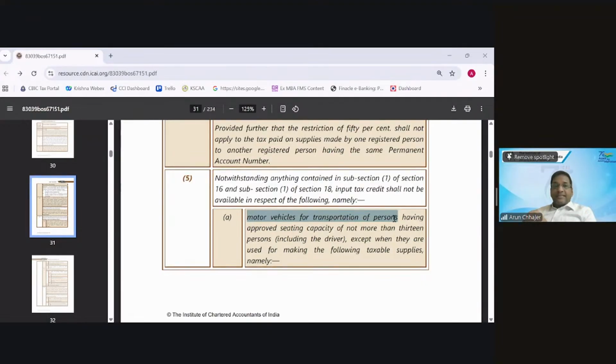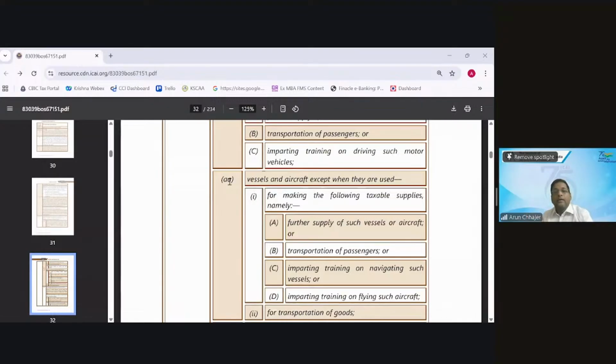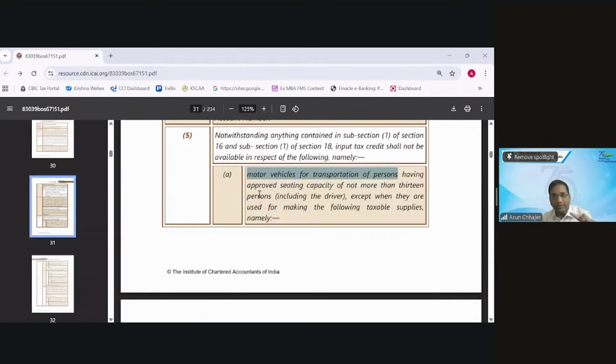Sometimes people say I have purchased a Mercedes, but I'm using it only for delivery. Will I be allowed to take ITC? No. Check the registration which you took when you bought the car, for which purpose it was allowed. Transportation of person. They're not allowed. So I hope it is clear. See, all the above clauses and the bottom part clear.